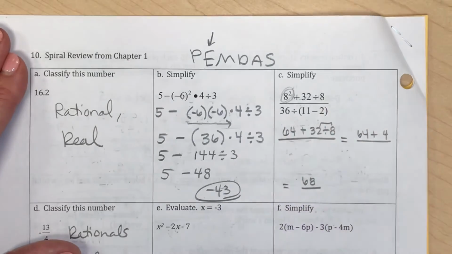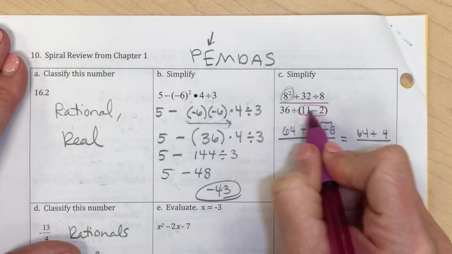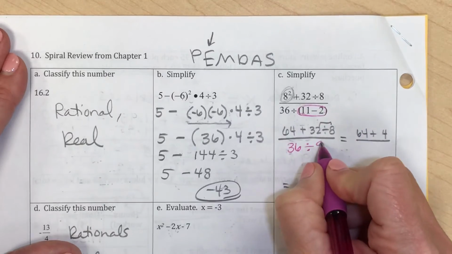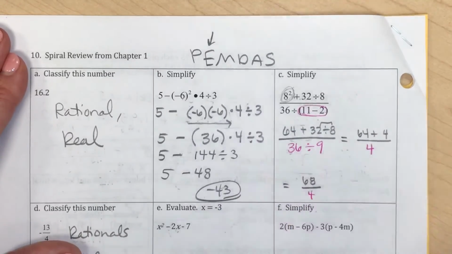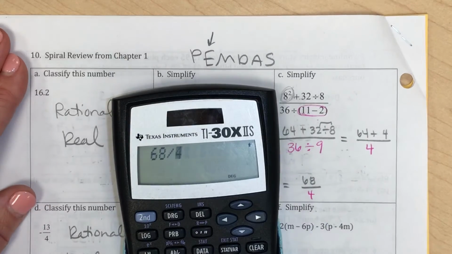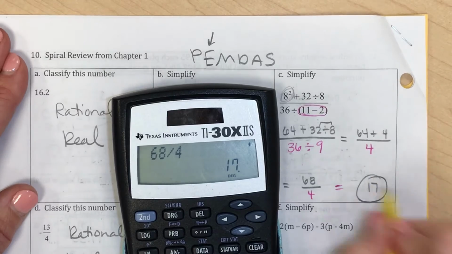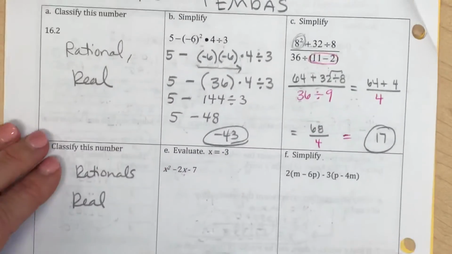And now I'm going to work on the denominator here. So I'm going to start with what's in my parentheses, 11 minus 2. 11 minus 2 is 9, and 36 divided by 9 is 4. Is 68 divisible by 4? Yeah, it is. 17. So there's our answer for number 10, part C.